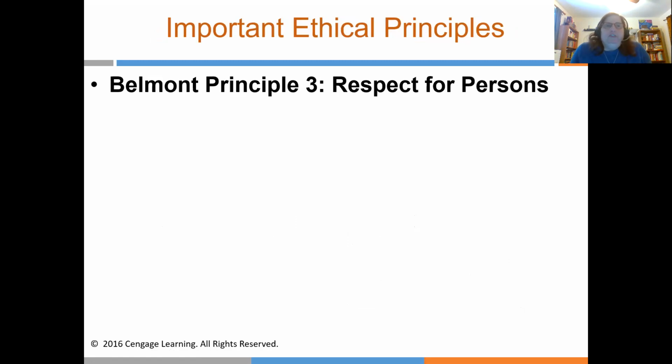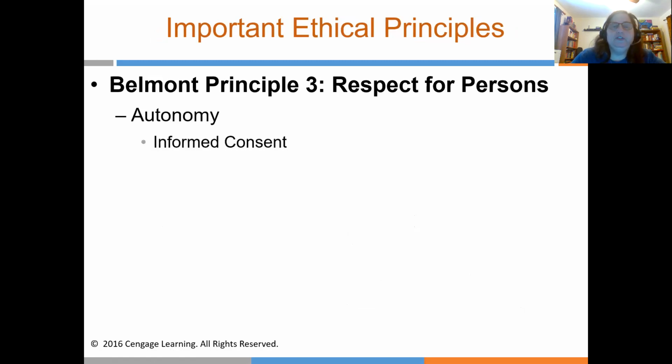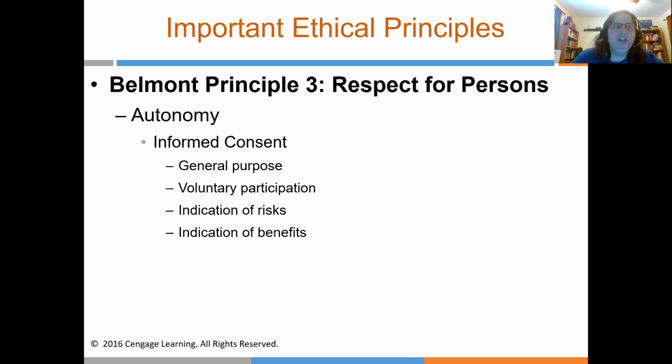Belmont Principle 3, respect for persons. Autonomy, right? That goes along with informed consent. Everyone has to be informed about what they're agreeing to for a given study. General purpose, voluntary participation. What are the risks? What are the benefits? You have freedom to withdraw at any time without risk to your benefits. In other words, you don't give up your benefits if you withdraw. And we try and make our informed consent as jargon-free as possible.